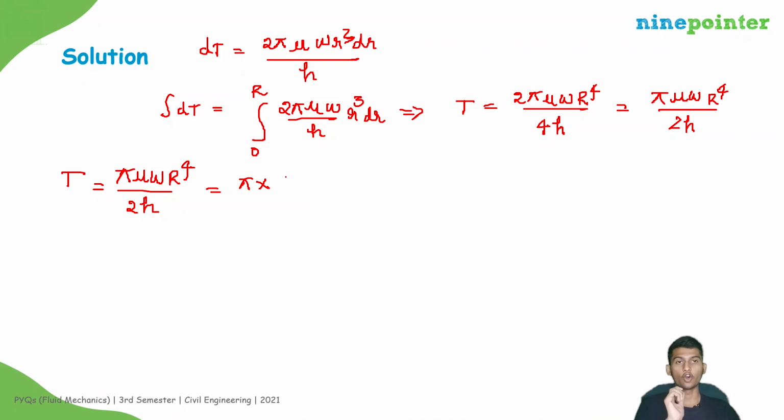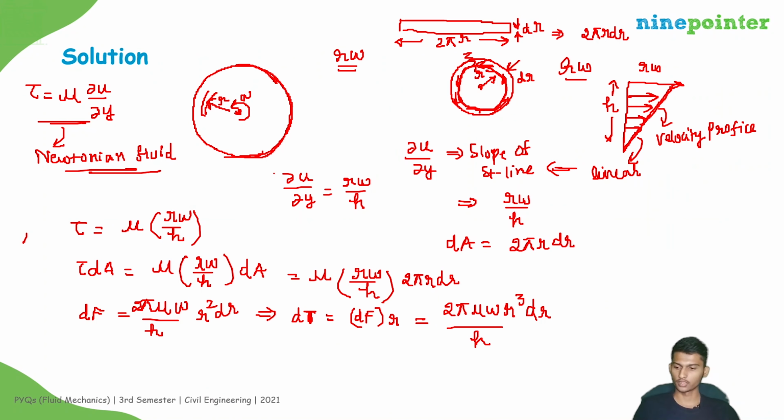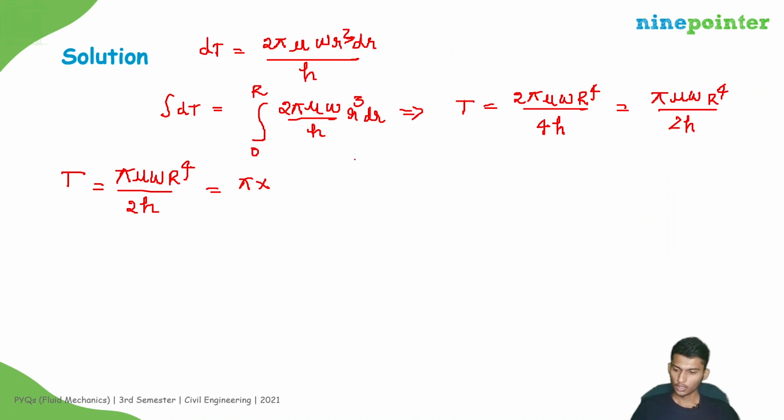Let us put all these values in SI units. So it is given that the value of viscosity is 5 poise. Poise is a CGS unit. Poiseuille is the SI unit for viscosity. So 1 poiseuille is equal to 10 poise, right? So 5 poise will be 0.5 poiseuille.